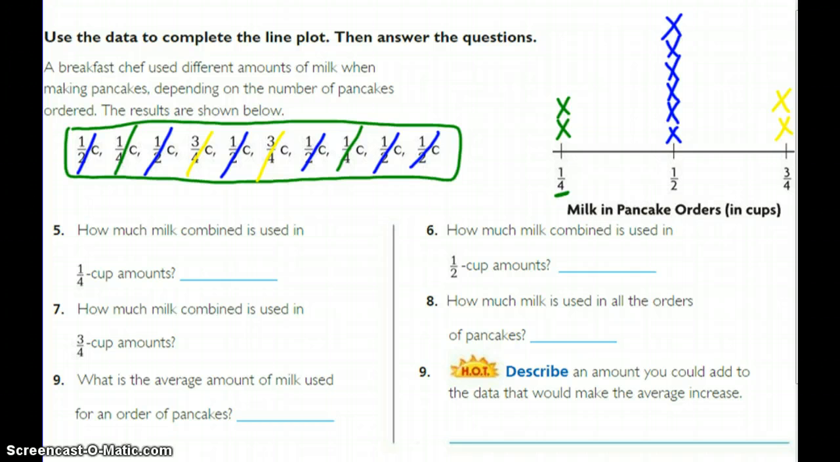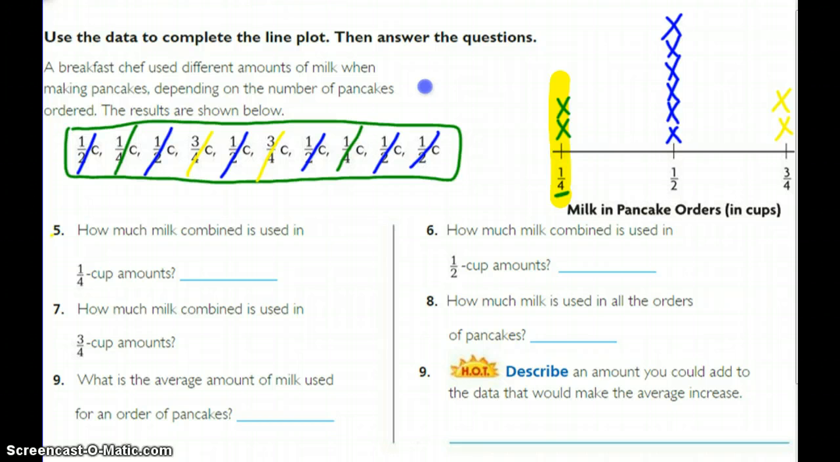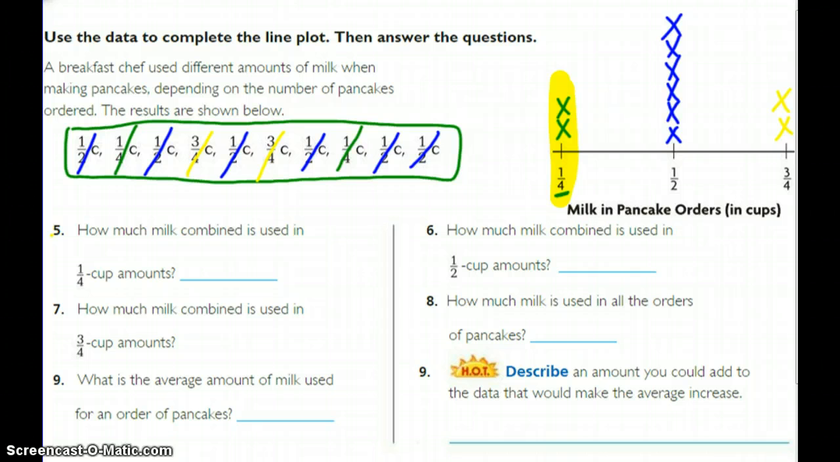So now I'm going to come down and look at number 5 over here. And it says, how much milk combined is used in 1/4 cup amounts? So I come over here and I look at my 1/4 cup amounts, and each of them is worth 1/4, and there's 2 of them total. So 2 times 1/4, or 1/4 plus 1/4, is equal to 2/4, which is equal to 1/2 of a cup. So my combined amount in the 1/4 cup amounts is 1/2 of a cup.